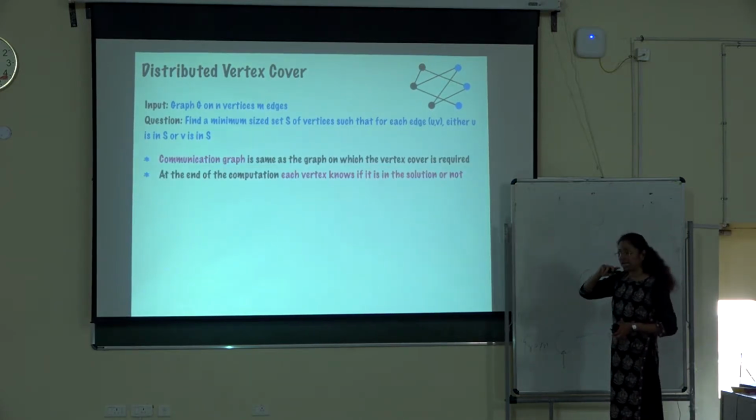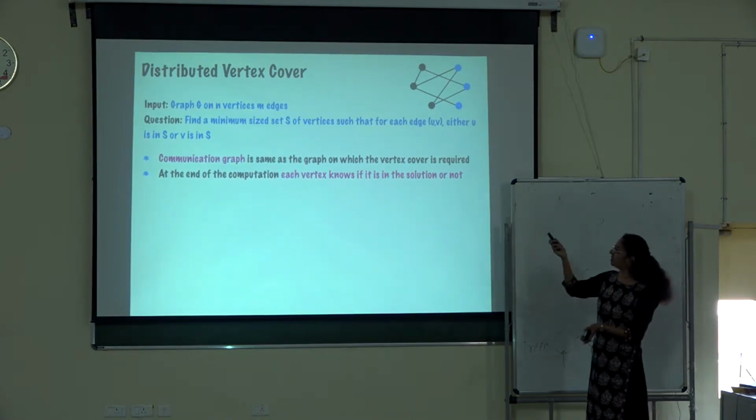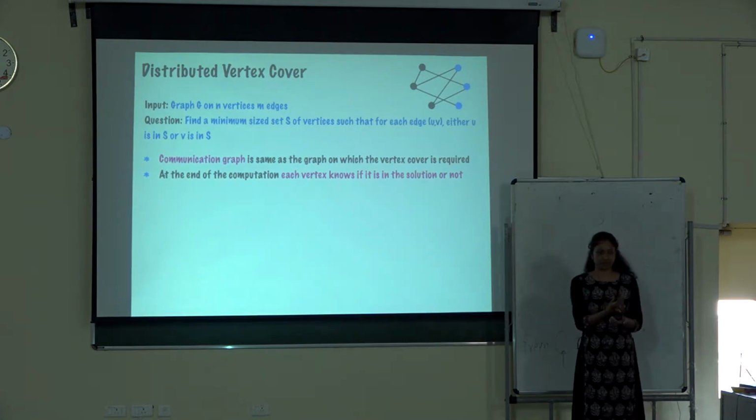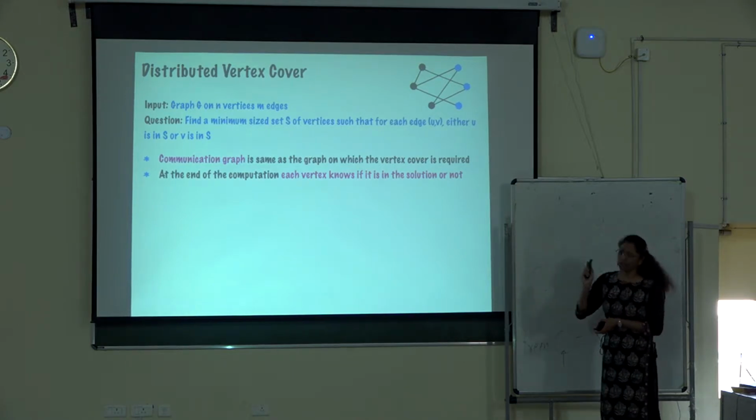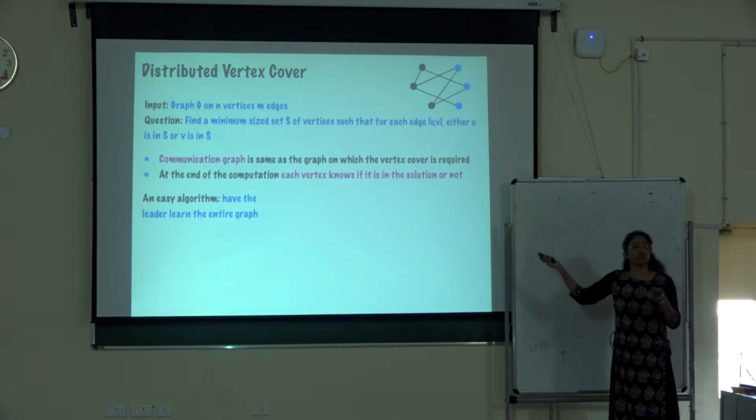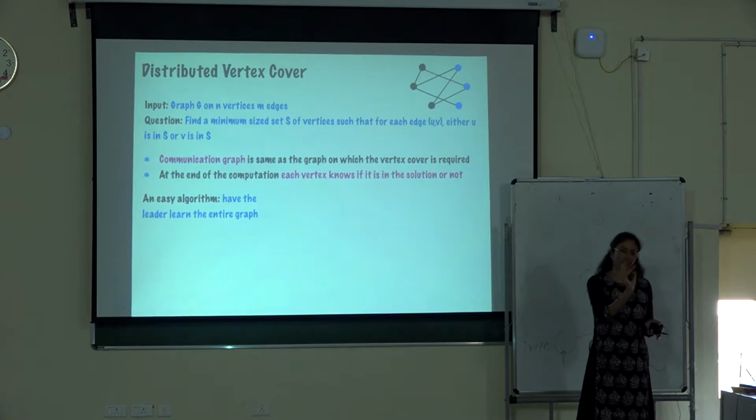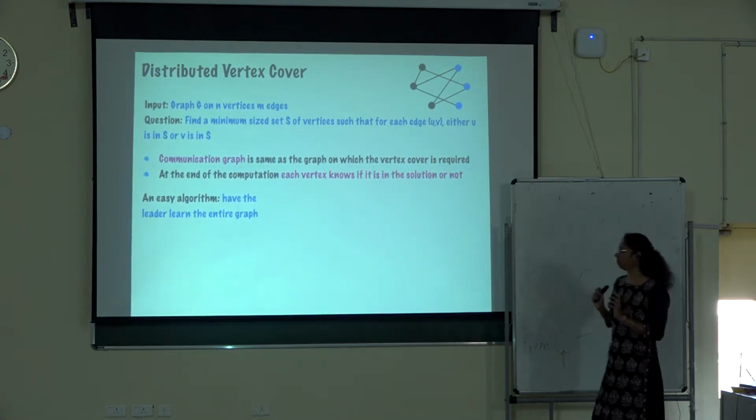Okay. So a few clarifications. The communication graph as a network is the same as the graph on which the vertex cover is decided. That's the first assumption. They're not very unrealistic. And at the end of the computation, what does each vertex know? Each vertex knows if it is in the solution or not. So let's say you have a flag. I know if I'm in the vertex cover or not. That's it. Okay? So this is the output of the algorithm.